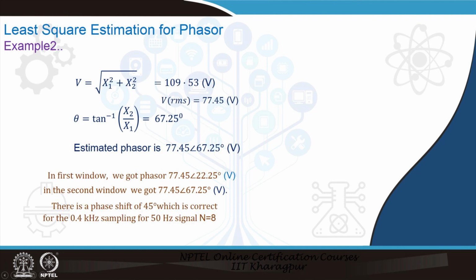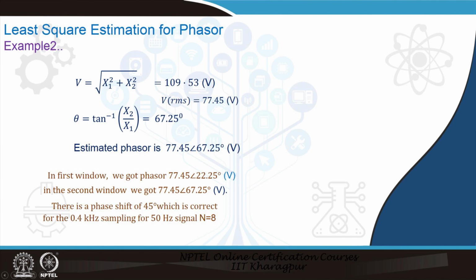Then theta becomes equal to tan inverse x 2 by x 1, which is 67.25. The Phasor becomes 77.45 with an angle of 67.25 degrees. So, what we see here is that we have now observed two windows. In the first window we got the Phasor to be 77.45 with angle 22.45, and in the second window we got the Phasor to be 77.45, the same magnitude, with the angle 67.25, a positive shift in angle of 45 degrees.